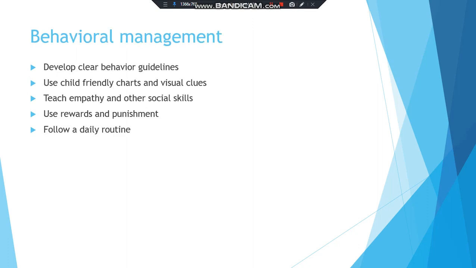Then next is behavioral management. How a teacher could manage several types of behavior in the class, because the number of children is large and the behaviors are many, because family background is different, everything is different. That is why the teacher has to manage multiple behaviors in the class.